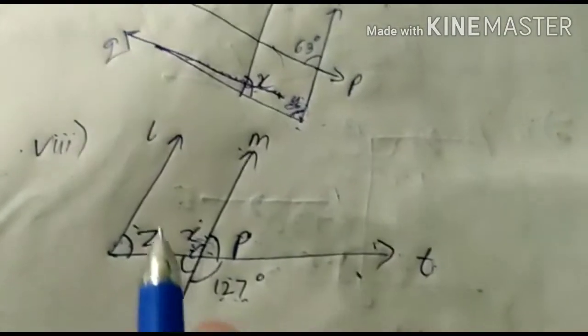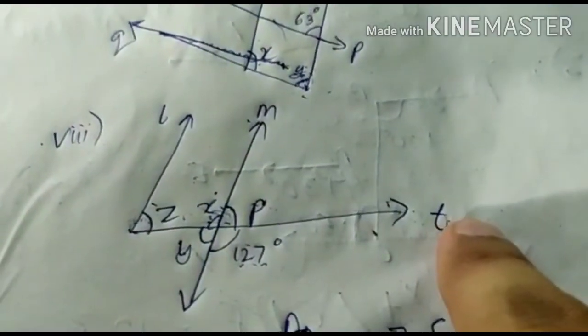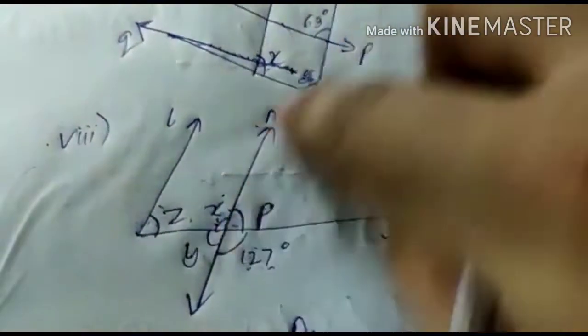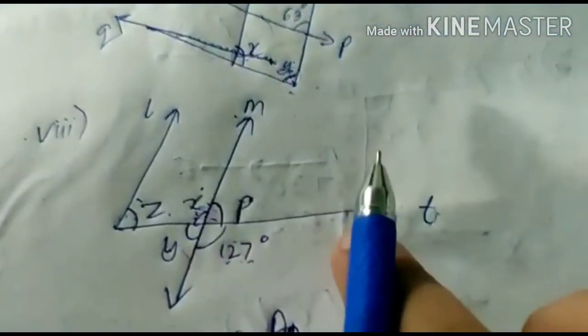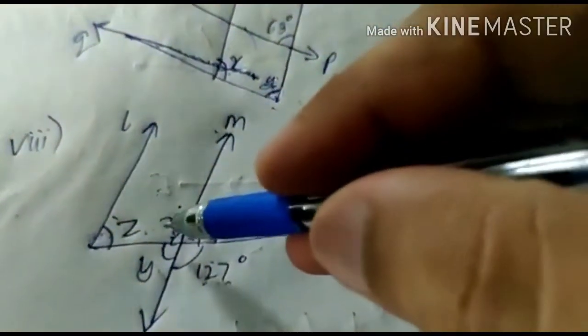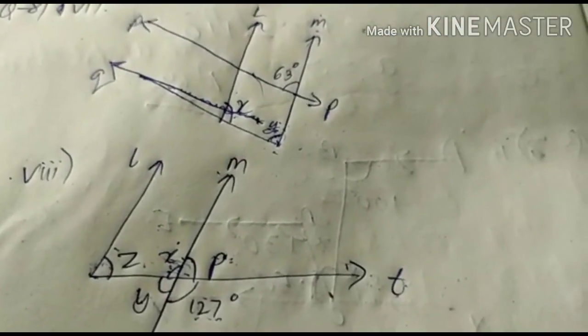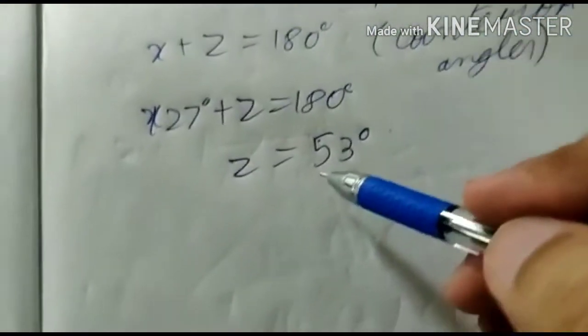Or you can do one more thing there, x and p. Here x and p are made on the same straight line T, cut by a transversal, and present on the same side. x and p are on the straight line and made on the same side. So the sum of x and p, x plus p, will be 180 degrees, angles on a straight line. So you can do it this way also, that x plus p equals 180 degrees, and you will get p as 53 degrees.